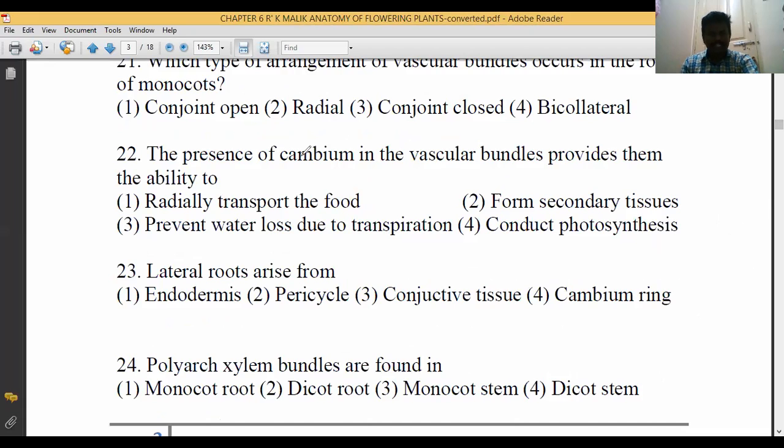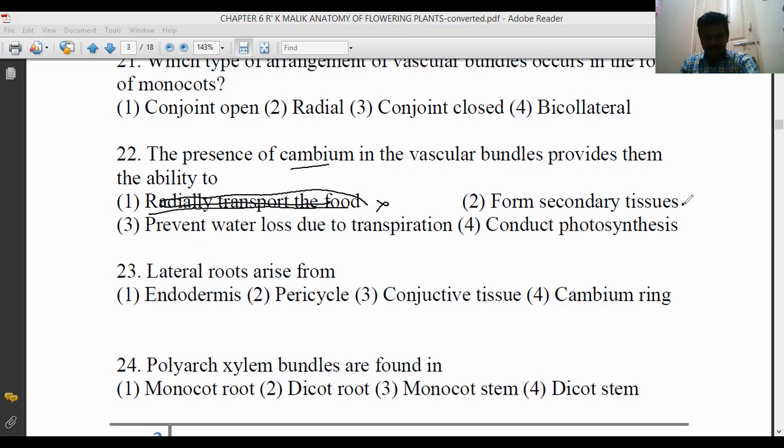Next, 22nd question. The presence of cambium in the vascular bundles provides them the ability to, see, radially transport the food material. Actually, cambium does not transport the food material. It is a wrong option.